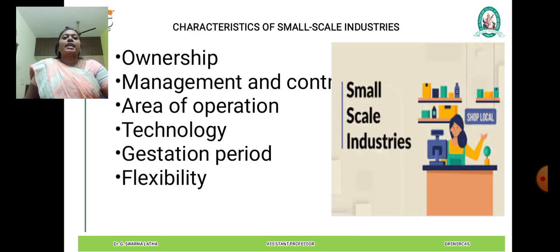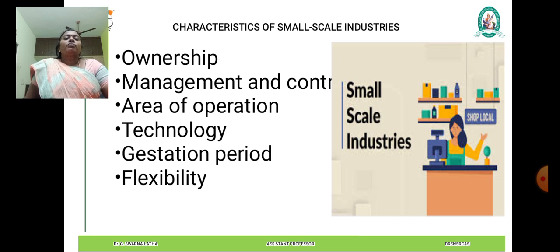Next, we can see the characteristics of small scale industries. Ownership. Ownership of a small scale unit is with one individual as a sole proprietorship, or it can be with a few individuals in partnership. Management and control. A small scale unit is normally a one man show, and even in case of partnership, the activities are mainly carried out by the active partner and the rest are generally sleeping partners. These units are managed in a personalized fashion. The owner is actively involved in all the decisions concerning business.